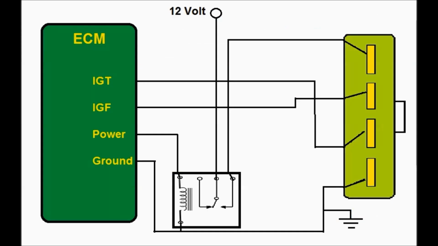On screen here we can see how the ECM actuates the relay, and the relay is the one that provides power through the power pin that we saw before. So basically, usually it comes from a relay. If not, depending on the year, it comes right from the ignition switch through a fuse. This is a simplified diagram.